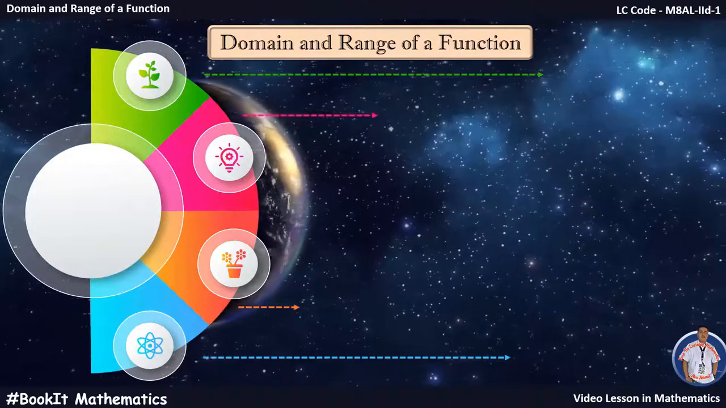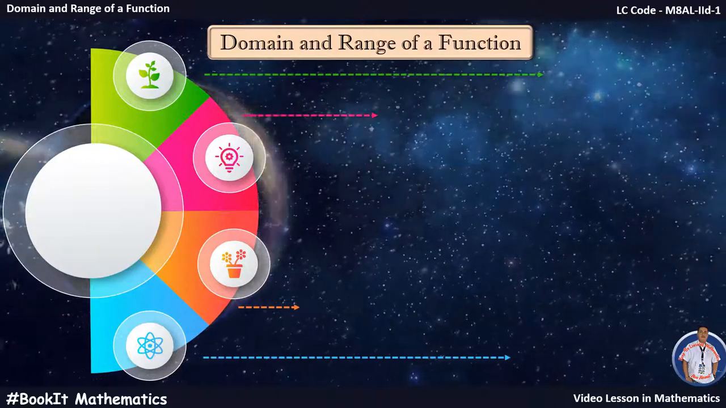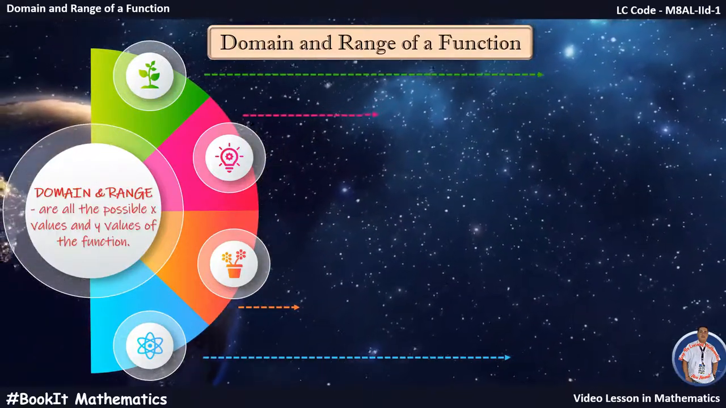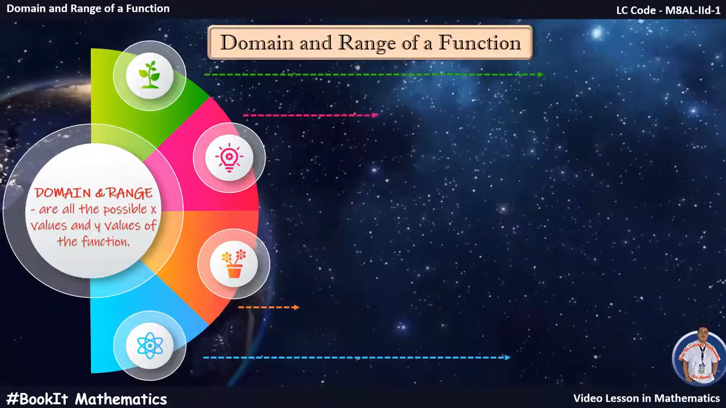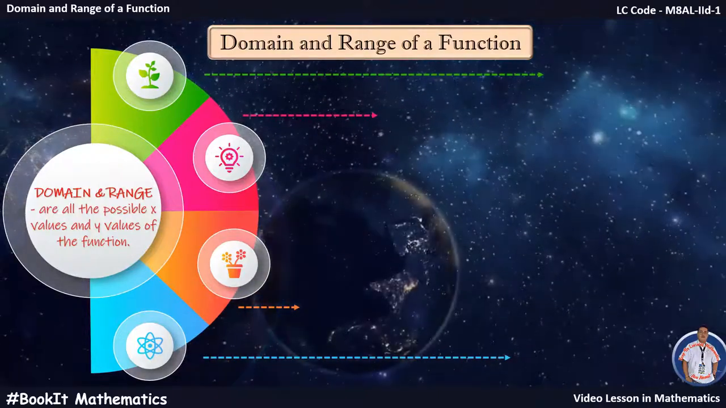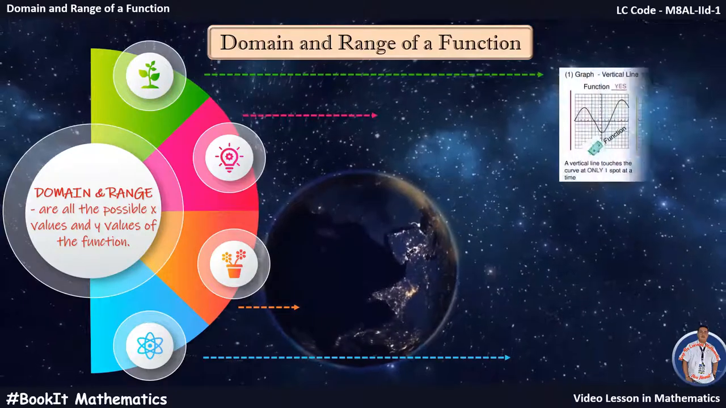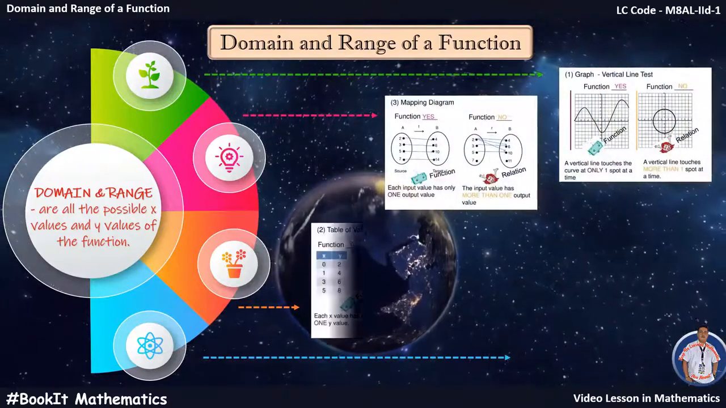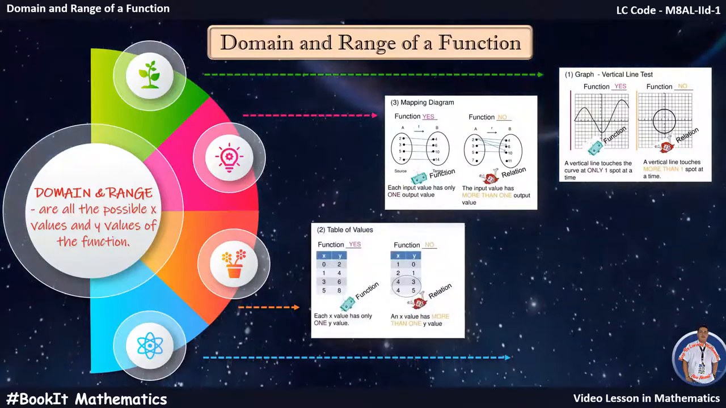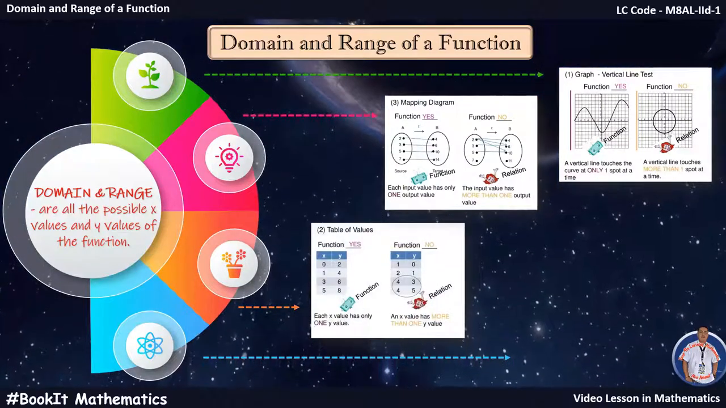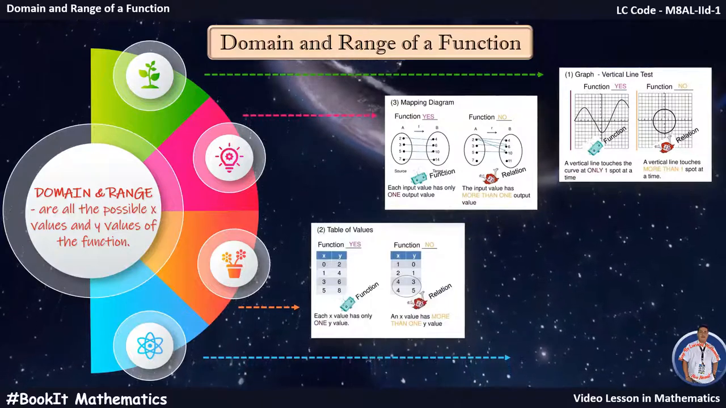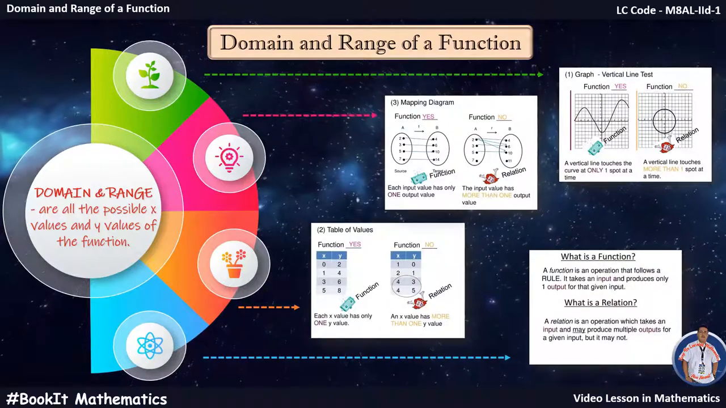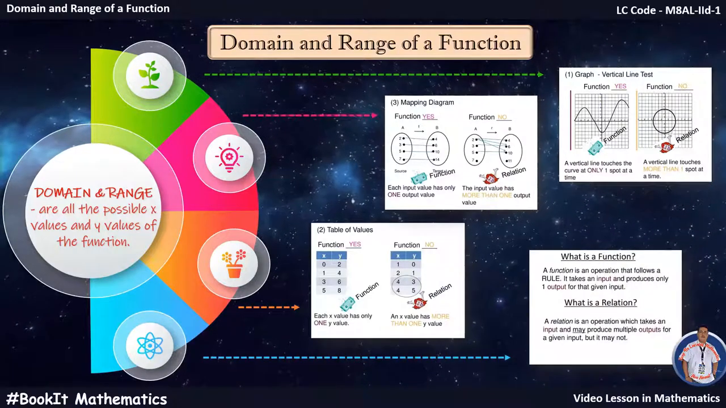An important part of understanding functions is understanding their domain and range. Domain and range are all the possible x values and y values of the function, and can often be described easily by looking at a graph, a mapping diagram, or a table of values, just like what we did in our review. In order to grasp domain and range, students like you must understand how to determine if a relation is a function and interpreting the data given.